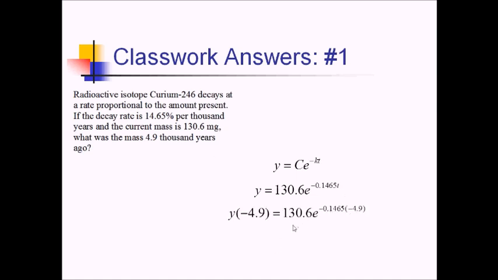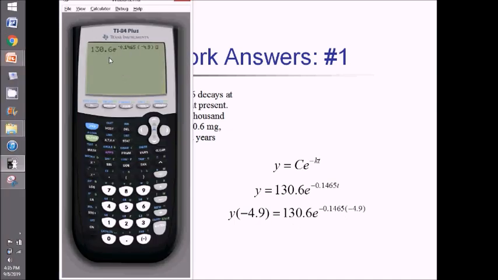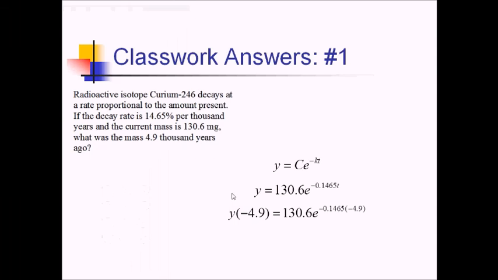And now we go to the calculator. So there's everything we need to enter in the calculator. Pressing enter, this comes out to 267.733 if we round off to 3 decimals. And that's going to be in milligrams because we're talking about mass.